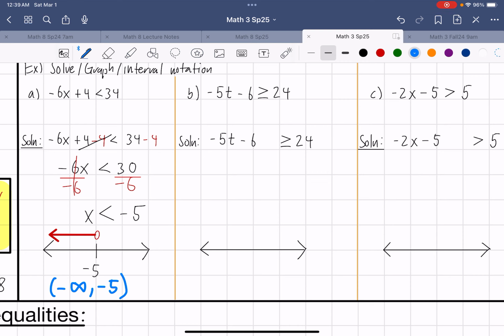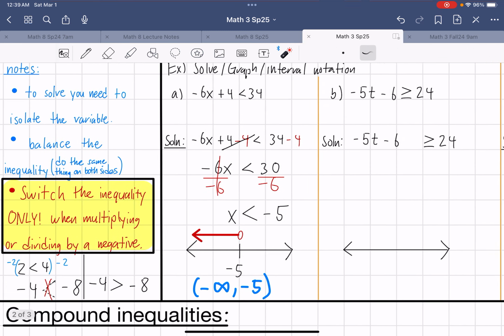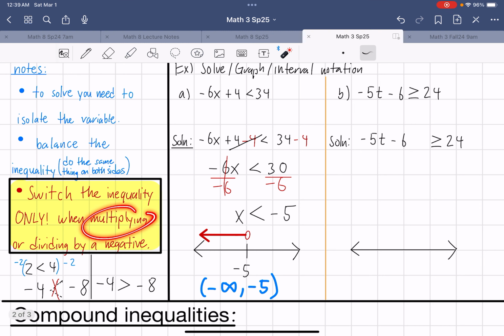Hopefully you caught it by now. And that is that we just finished saying when you multiply or divide by a negative, then the inequality must switch. And if you notice, I never switched the inequality. So the true inequality should be x has to be bigger.